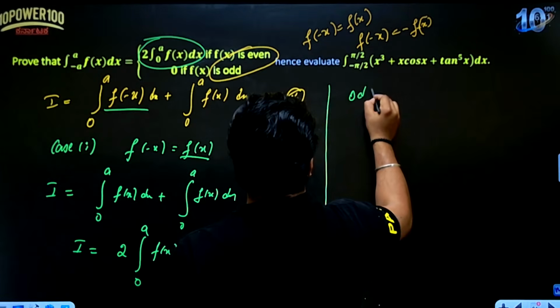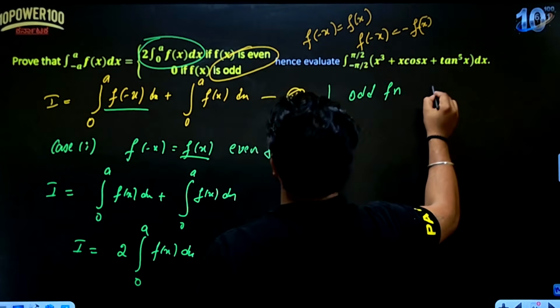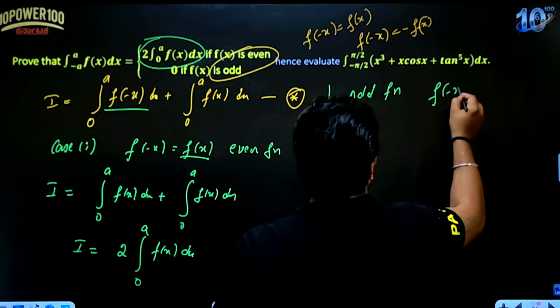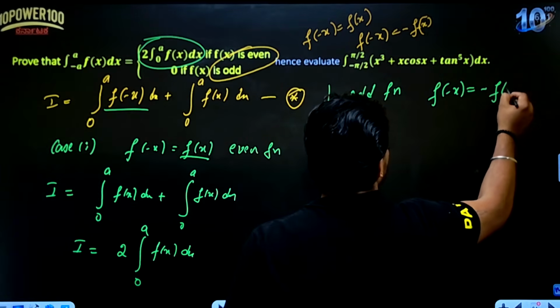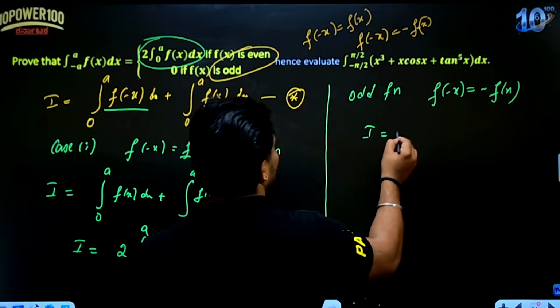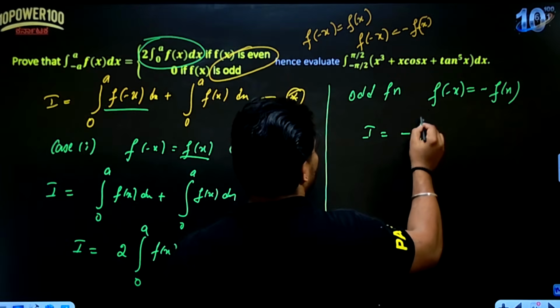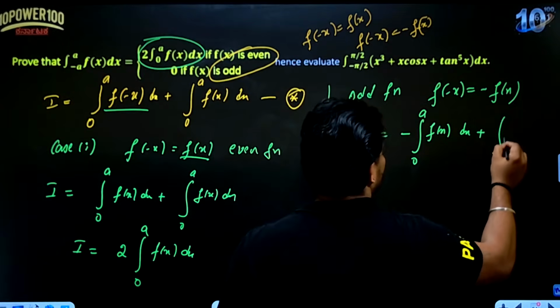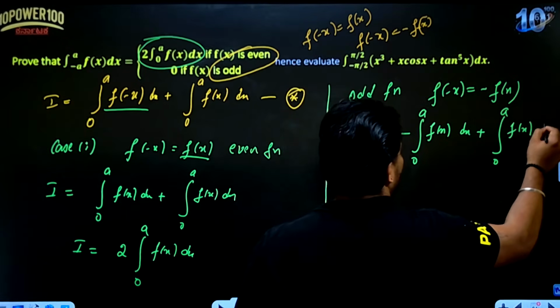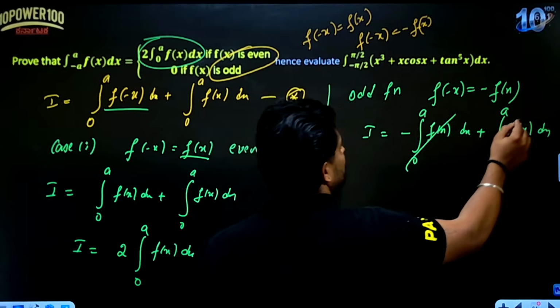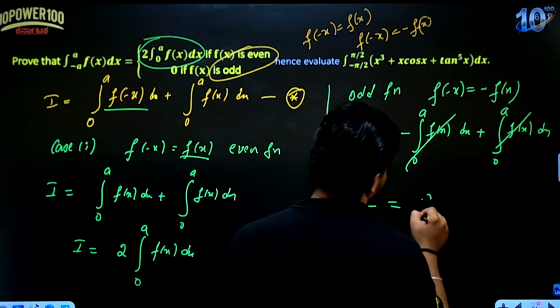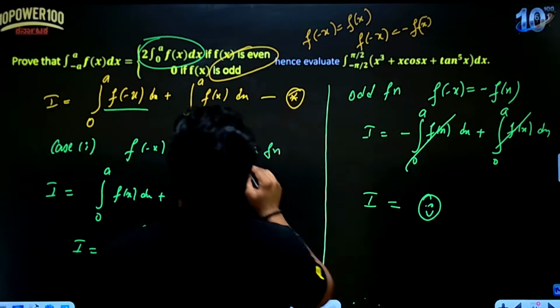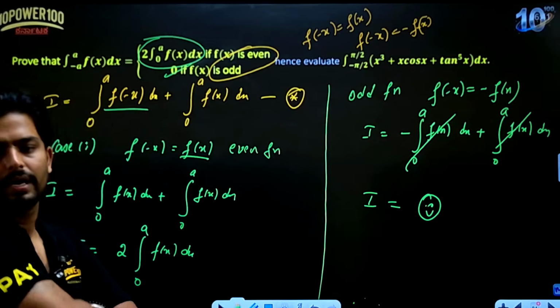odd function. For an odd function, f of minus x is equal to minus f of x. So I is equal to minus of 0 to a f of x dx plus 0 to a f of x dx. So both cancel out and we get I is equal to 0. So we got 0. Okay, so that's about it.